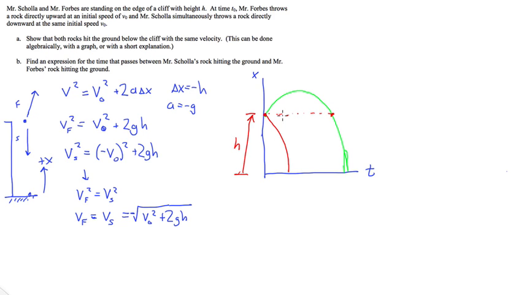So at this point, this rock and this rock are going through the same state, which means they're both going to take the same amount of time to reach the ground. Which means they're both going to have the same velocity when they reach the ground. So this section of the red rock's path and this section of the green rock's path are identical. They're both going to have the same velocity when they hit the ground.